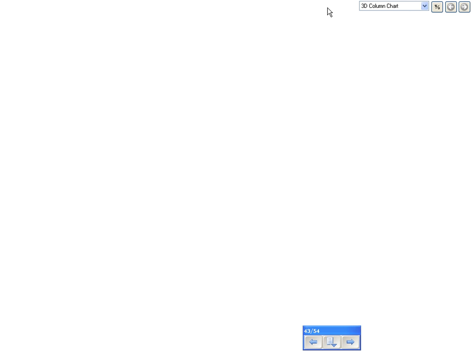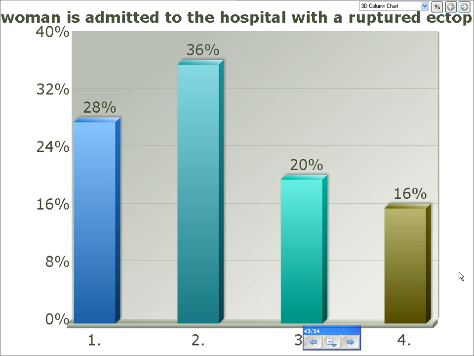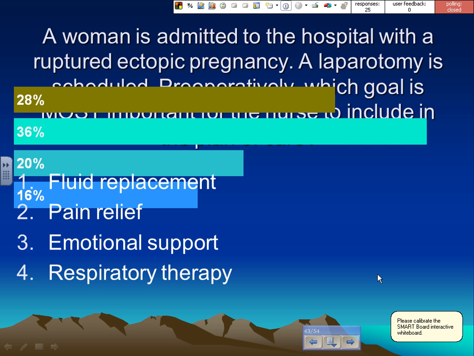Okay, very interesting. We have 28% said fluid replacement, 36% said pain relief, 20% said emotional support, and 16% said respiratory therapy. So let me go back here so we can actually see this.